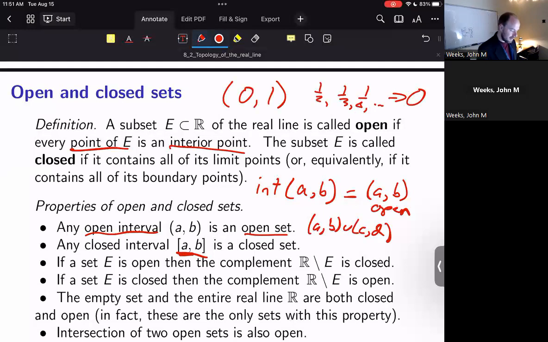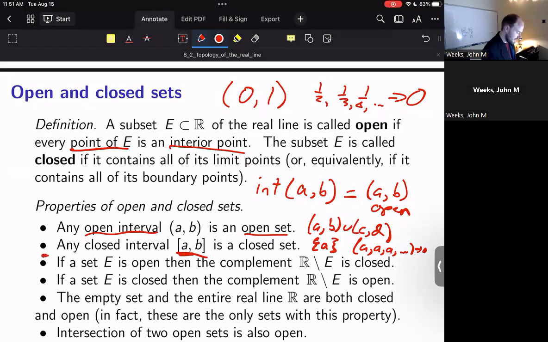You know what else is going to be a closed set? Just the singleton sets, the set containing a single point. The set containing 0 contains all of its limit points, because what sequences can you get out of the set containing just a single element? Well, only the constant sequence A, which converges to A. So it contains all its limit points because it only has one. It only has the limit point A. So that would be a closed set. So it's not just closed intervals that are closed sets.